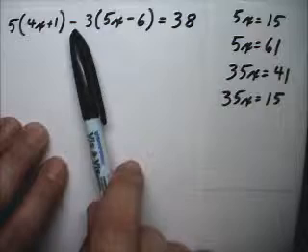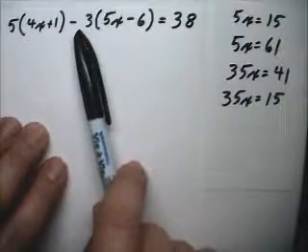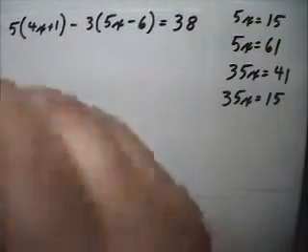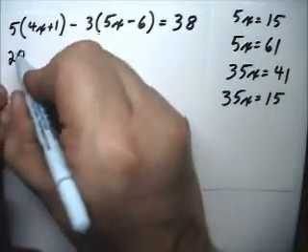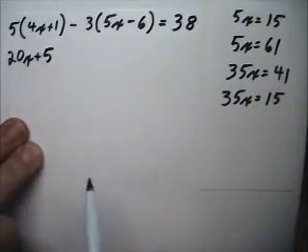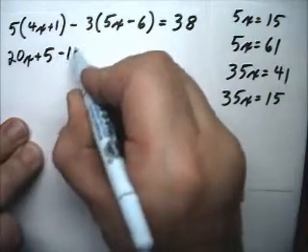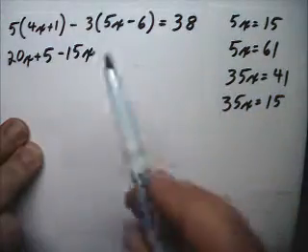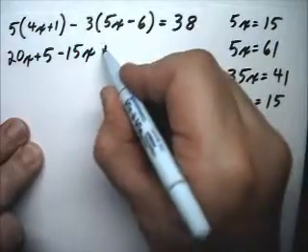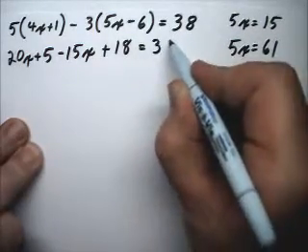The tricky part is here, this negative 3. You have to make sure you multiply times a negative 3, and that's going to change the signs. So anyway, doing this, and making sure you multiply both. Now negative 3 times 5x is negative 15x. And negative 3 times a negative 6 is positive 18. That equals 38.